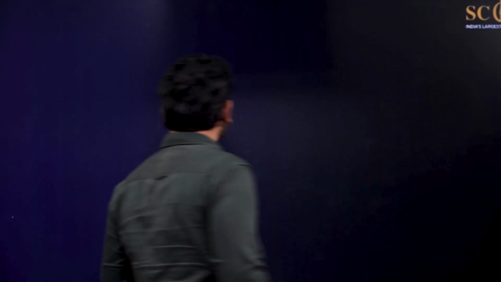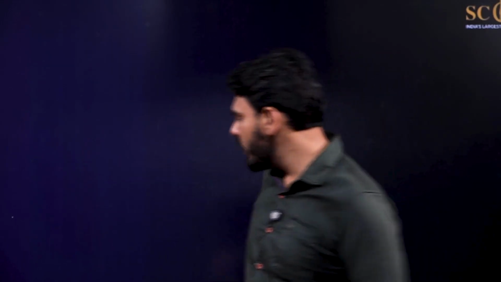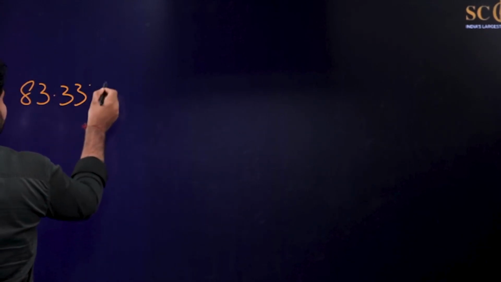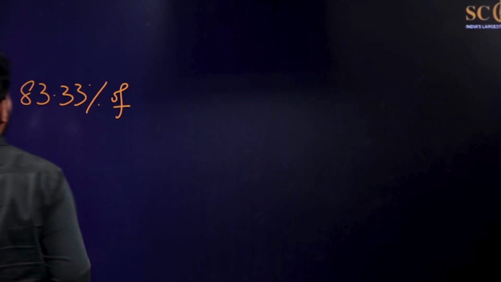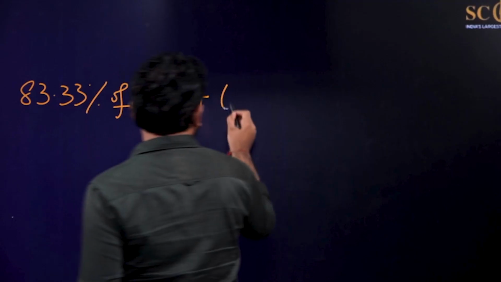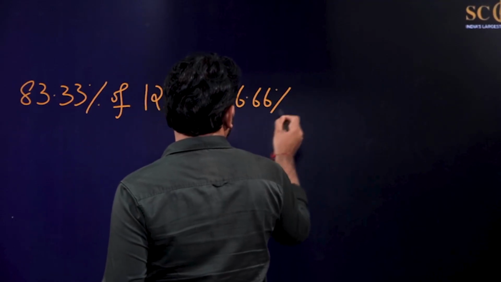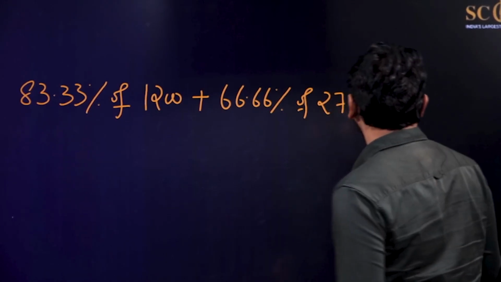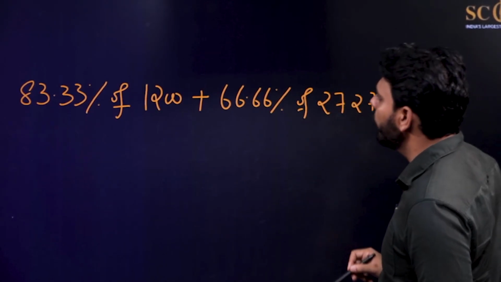Our next slide is all about the percentage part. We have done the basics of percentage. Now I will give you some interesting questions. You just have to solve them and tell me the values. Suppose you are given 83.33% of 1200, plus 66.66% of 2727, plus you can also find the value of 87.5% of 2400.